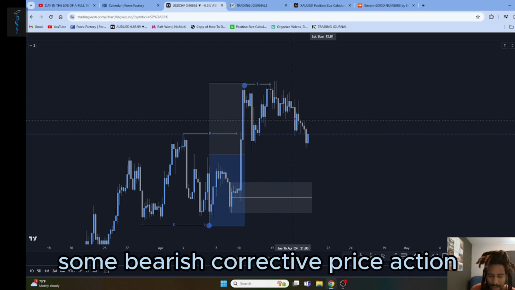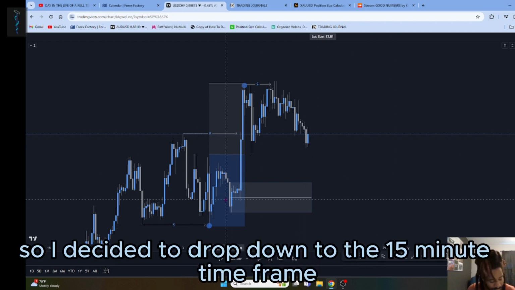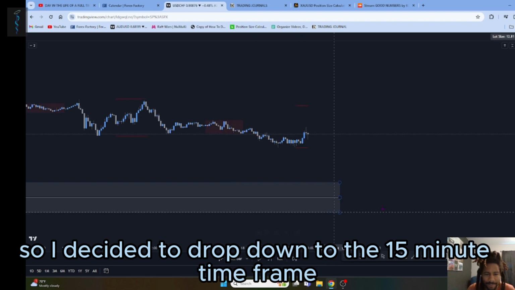Some bearish corrective price action. Can't even talk, y'all. It's kind of early. I just woke up, so I decided to drop down to the 15-minute time frame.